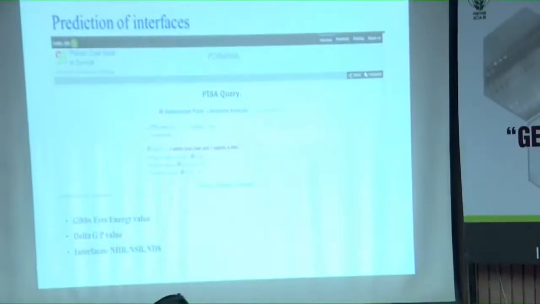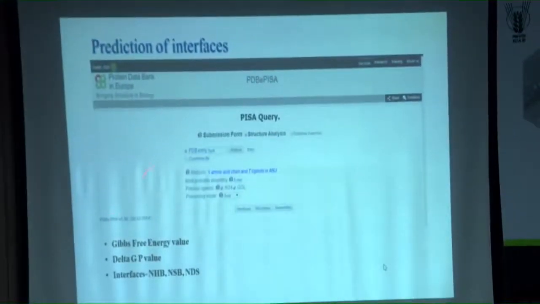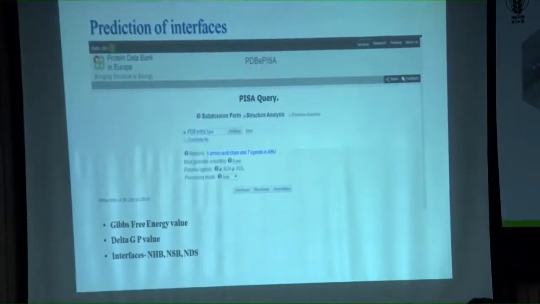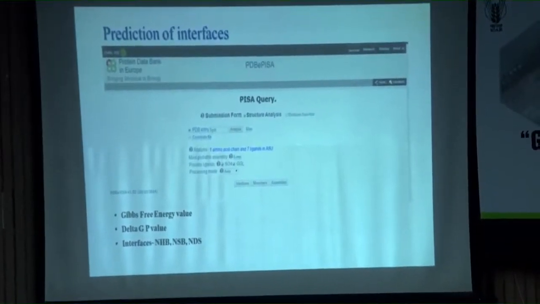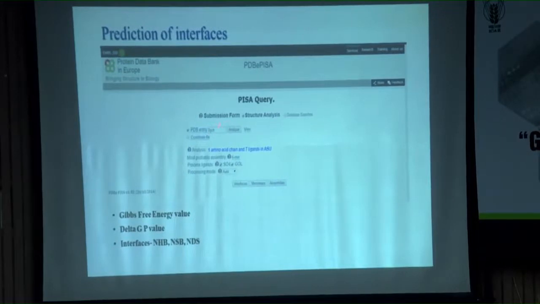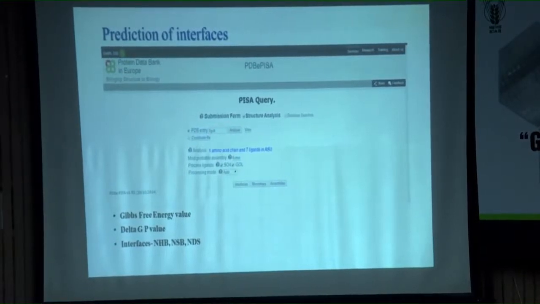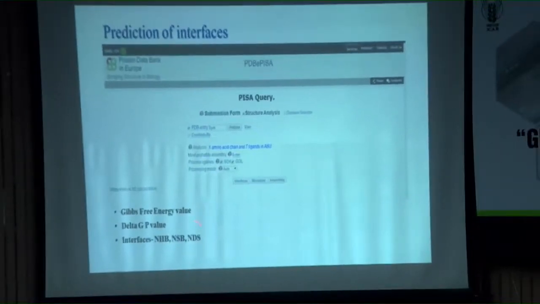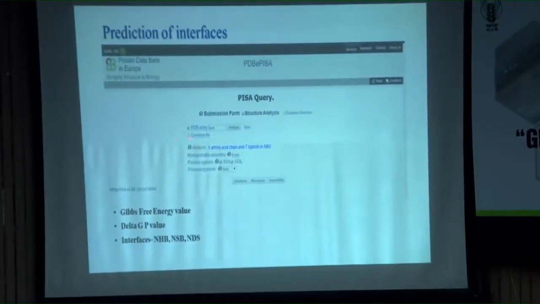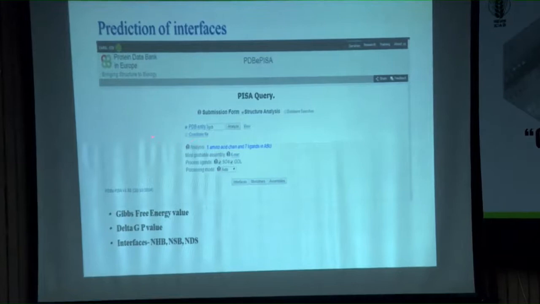In the PISA query you can see here the PDB entry. If you are doing a protein with structure available in the PDB, then you can directly put the file name here, or if your structure is generated by computer prediction, you have to load the structure by coordinate files. Okay. When you are giving the coordinate files, after that you have to give the interfaces.